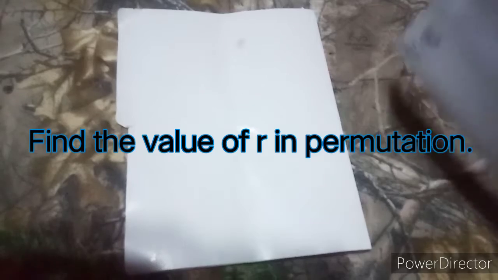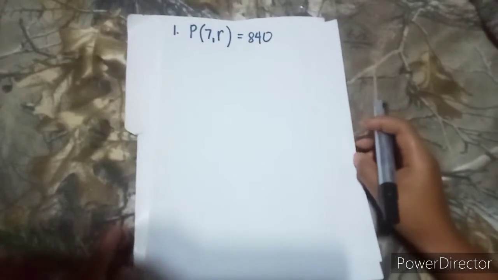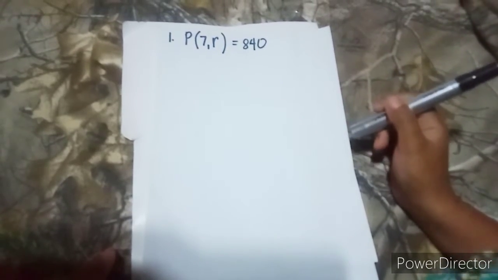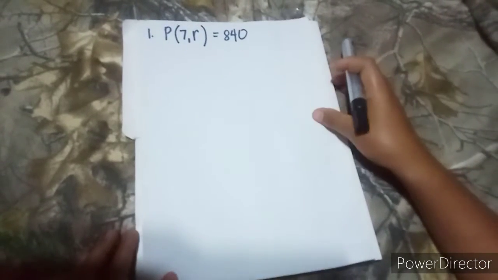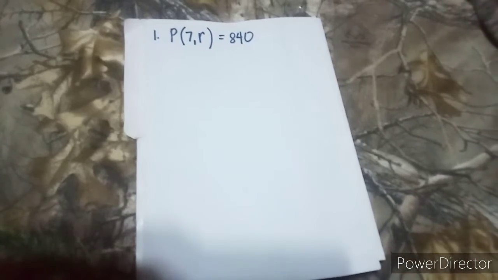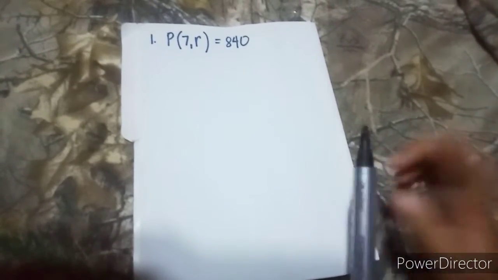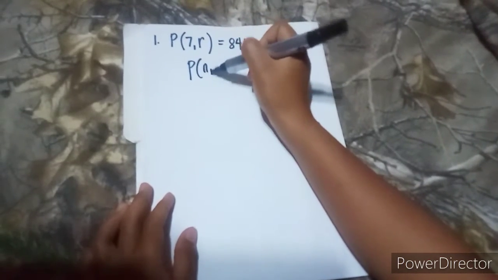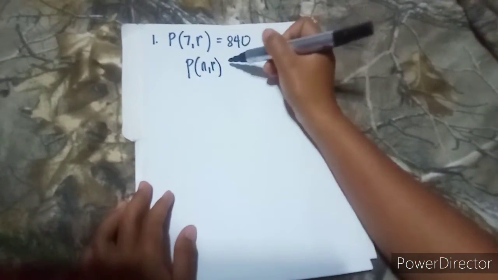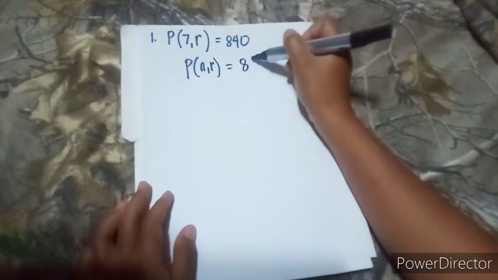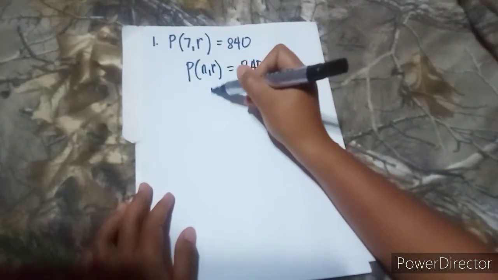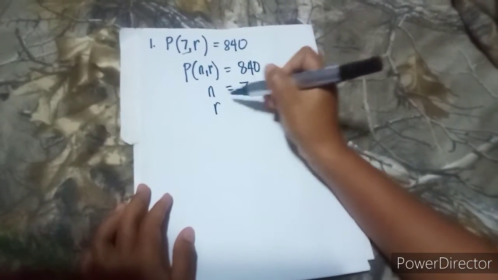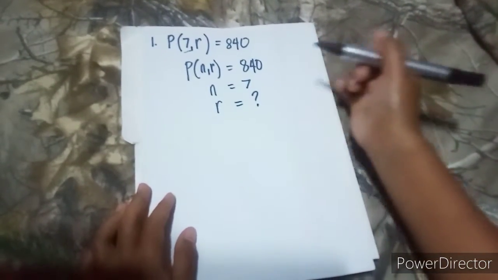Let's start. For example number 1, we have permutation of 7 objects taken r at a time is equal to 840. So the given: our permutation of n objects taken r at a time is 840. Our n is 7 and our r is unknown.